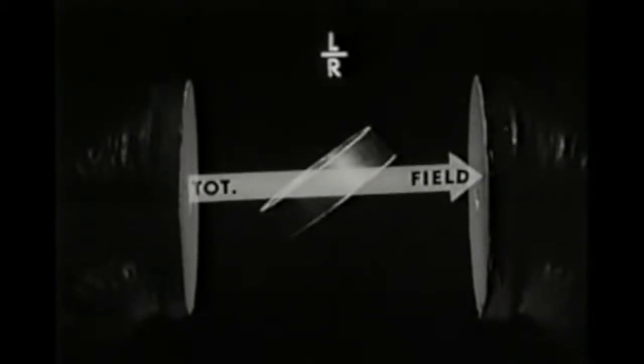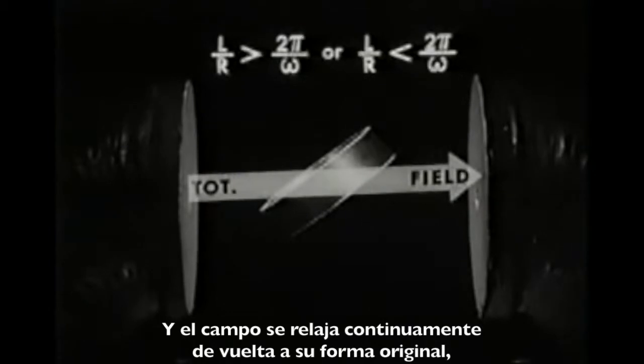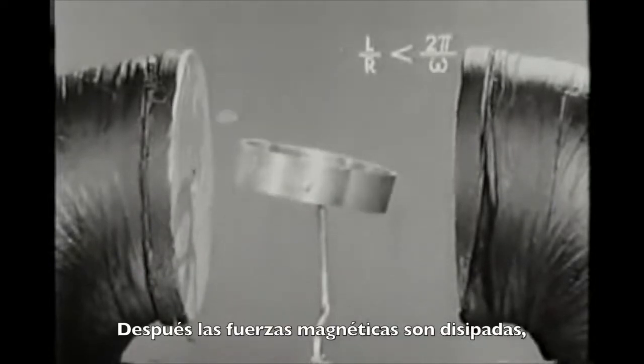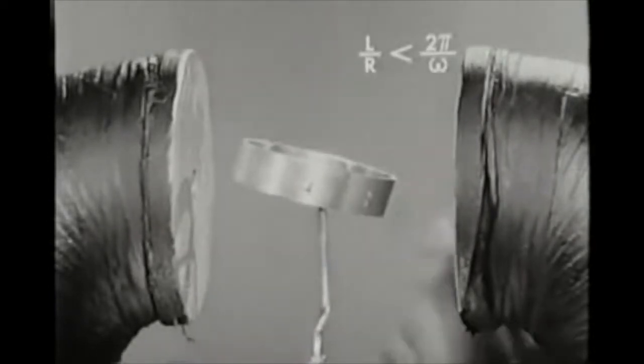The extent to which a rotating loop perturbs the original field depends on how this magnetic relaxation time compares with the time for a revolution. Here the relaxation time is the shorter, and the field continually relaxes back to its original form and is hardly perturbed. Then the magnetic forces are dissipative. There's only a torque when the loop is moving, inducing a current.